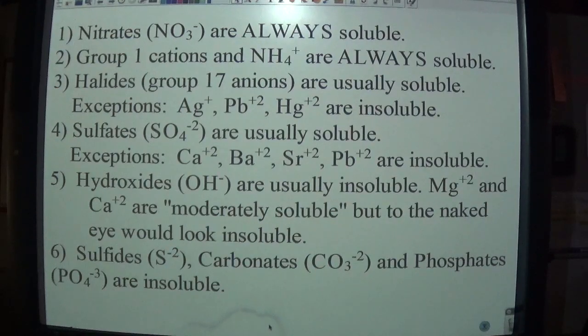Finally, rule number 6 are sulfides, carbonates, and phosphates. They are always insoluble. They will not dissolve unless they are with a group 1 cation or ammonium. So in our class, when you did the experiment, you had some ammonium carbonate, you had sodium carbonate, and I believe those were the 2 carbonates that we had in the lab. As the soluble version, it was dissolved in water because group 1 cations and ammonium cations are always soluble. So even if we put it with sulfide, carbonate, or phosphate, it's going to be soluble until it trades partners with anything else.